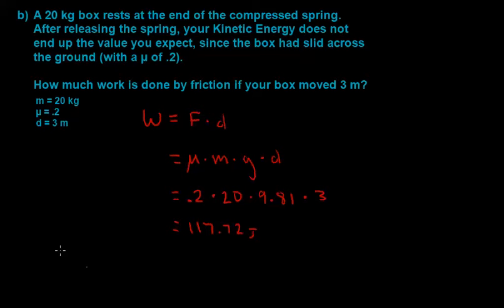If we compare it to the value of 128.6 joules of spring potential energy that we started with, all of this energy went into work done by friction. So we're really lucky that our box even moved 3 meters, because that's just like 11 joules of energy going into kinetic energy. But regardless, this is how much work was done by friction, and with that we can move on to part C.